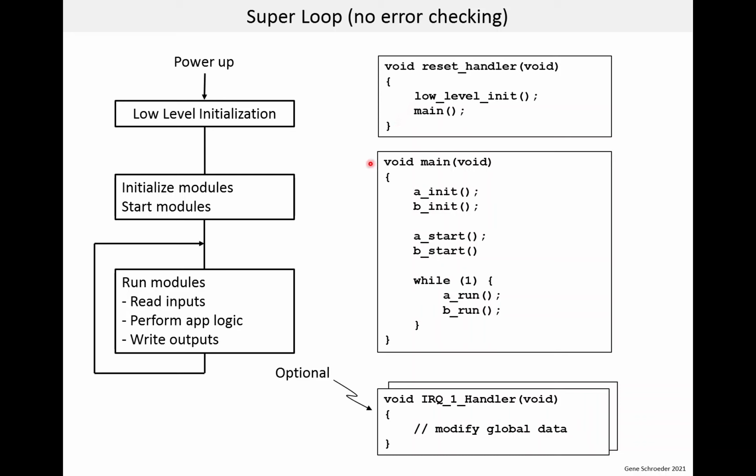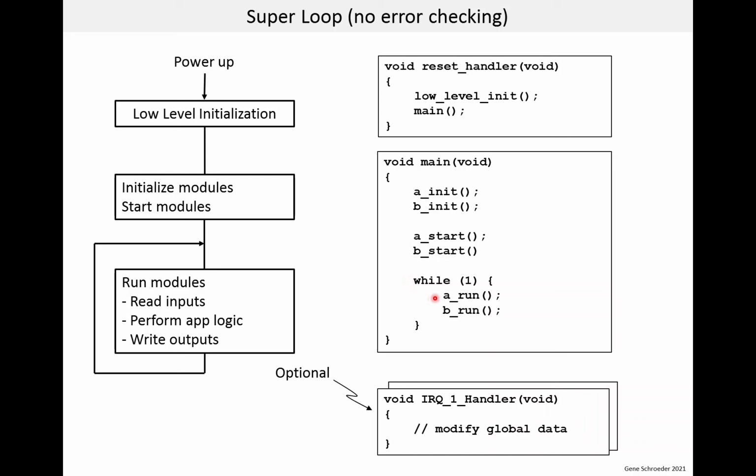Now, in main, we assume there are two modules named A and B. And we assume there are functions to initialize, start, and run these modules with obvious names, as you'll see. So the first thing main does is call all of the init functions for the modules. It then calls all of the start functions for the modules. Then it enters the infinite loop and continuously calls the run function for the modules.